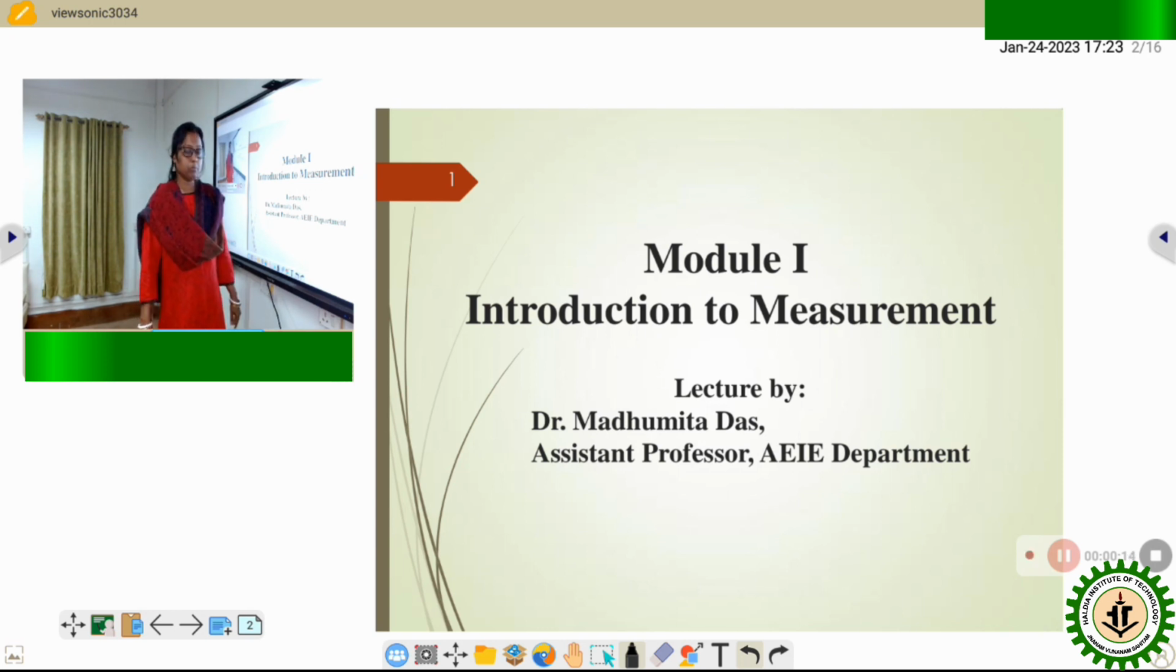This is module number 1, the basics of measurement, where we will learn the different terms associated with measurement techniques. Generally these measurement techniques are applied in instruments, and in the instruments different types of parameters are used to acquire the results or data, and depending on the data collection, there are different data parameters. So these different topics will be dealt with in the introduction to measurement.